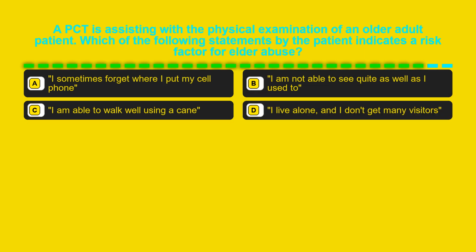Question 70. A PCT is assisting with the physical examination of an older adult patient. Which of the following statements by the patient indicates a risk factor for elder abuse? Option A, I sometimes forget where I put my cell phone. Option B, I am not able to see quite as well as I used to. Option C, I am able to walk while using a cane. Option D, I live alone, and I don't get many visitors.